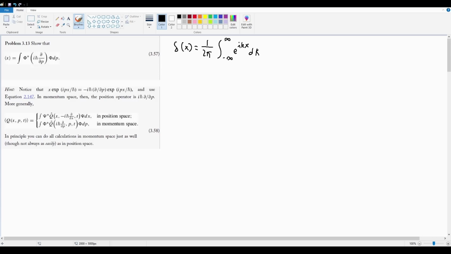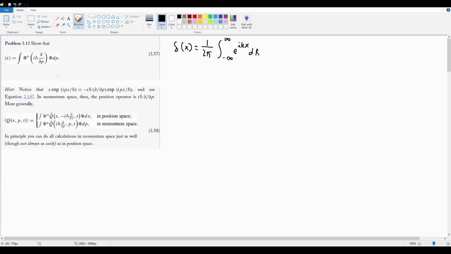So 3.13 is asking us to show that we can represent the expectation value of x, which traditionally in position space is the integral of psi star times the x operator multiplied by psi times dx, and transform that into momentum space in terms of phi star and phi instead. What we're going to note here is that in momentum space, the x operator, instead of just being x like it is in position space, transforms into an analog of the operator in momentum space, i h bar d by dp, right?